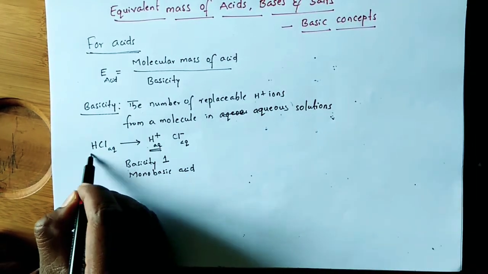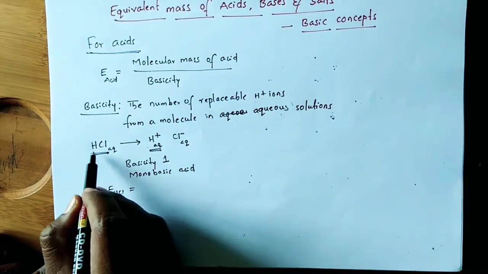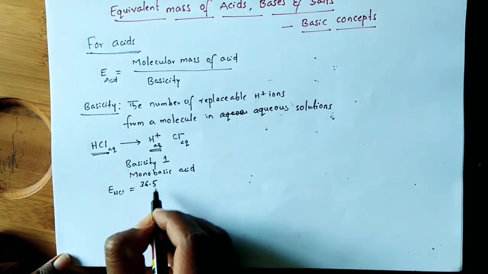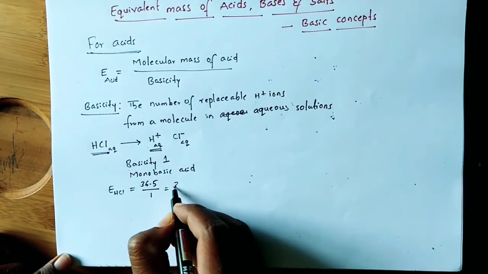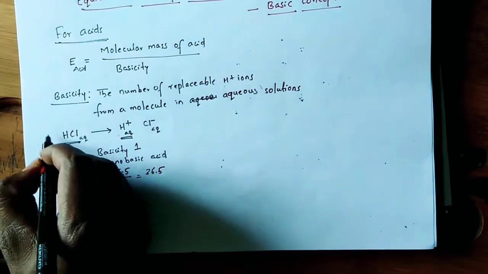So what is the equivalent weight of this HCl? Equivalent weight of HCl is equal to its molecular weight by its basicity. What is the molecular weight of HCl? 36.5, by its basicity, how much? 1. So its equivalent weight is 36.5. So this is example 1.